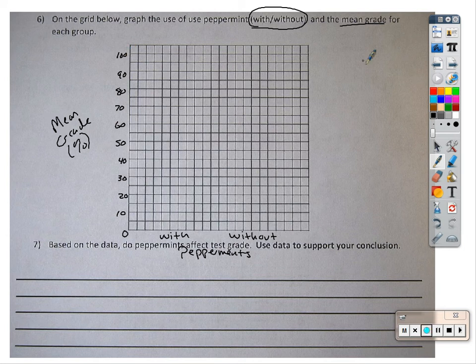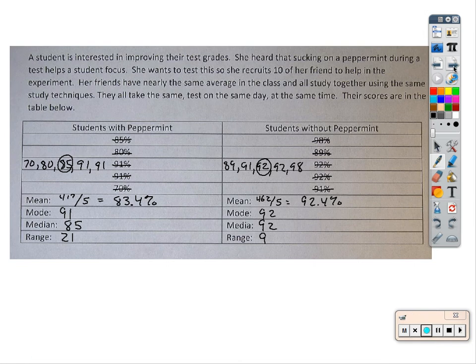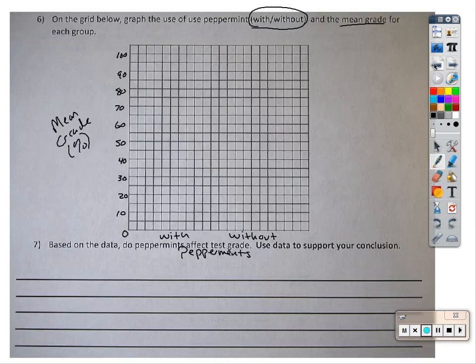My width group had a mean of 83.4. So 80's here, 85's here. We're somewhere in between, maybe about right here. I'll go ahead and make my bar 3 blocks wide.